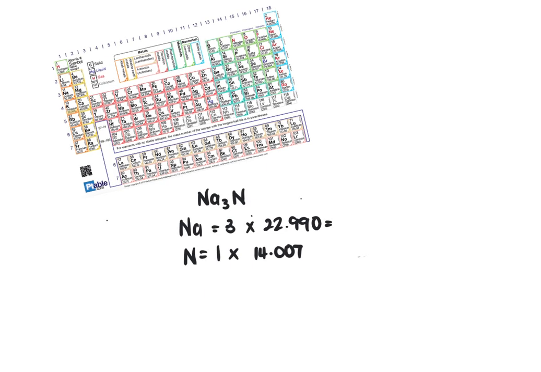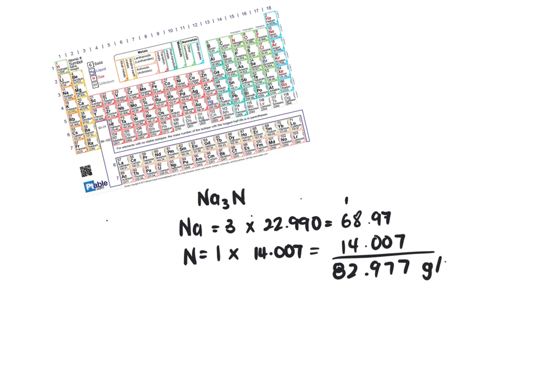So I'm going to calculate this: 22.990 times 3 would be 68.97. This one is still 14.007. So if we add that, we get 82.977 grams per mole. Okay. Last example for molar mass.